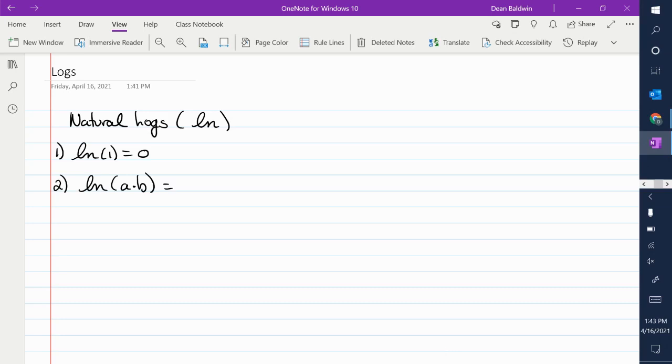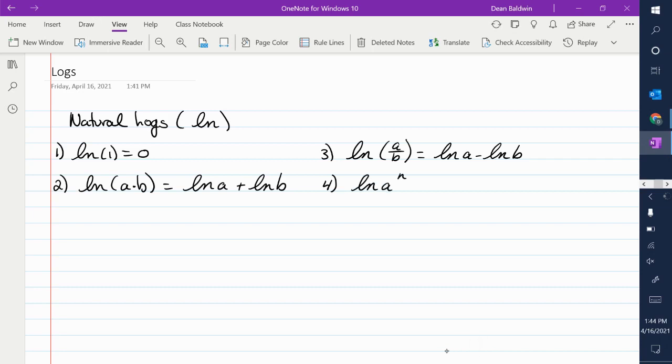If you are multiplying the arguments, that's the same as adding. If you are dividing, you are subtracting. And if you have an exponent, yes, it drops down in front.